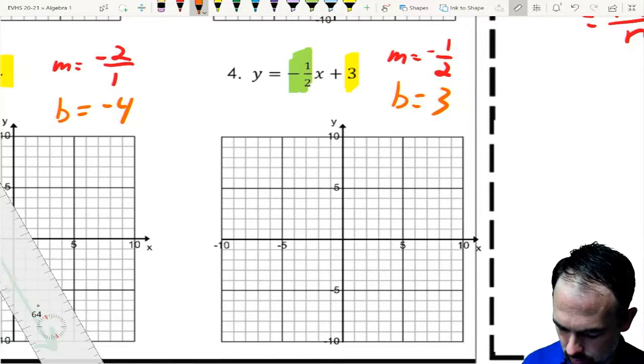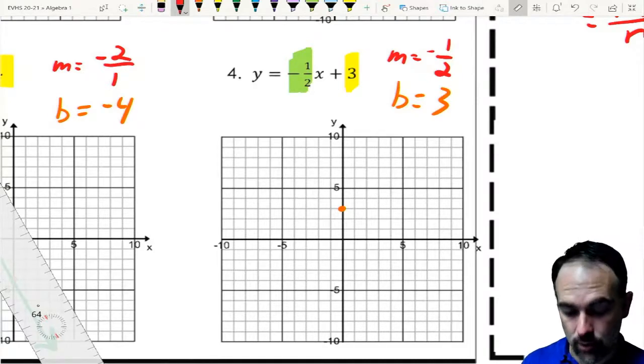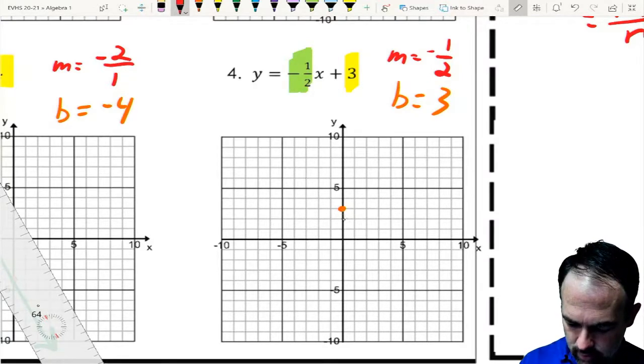1, 2, 3. And then slope of -1 over 2 means I fall 1, run 2. Fall 1, run 2. Again, I could go the other direction as well. Over 2, rise 1.